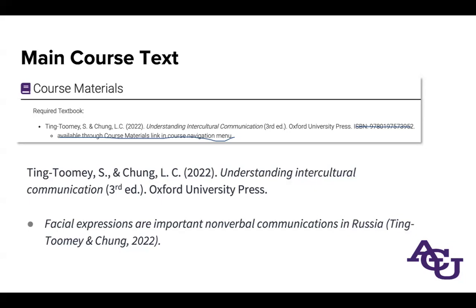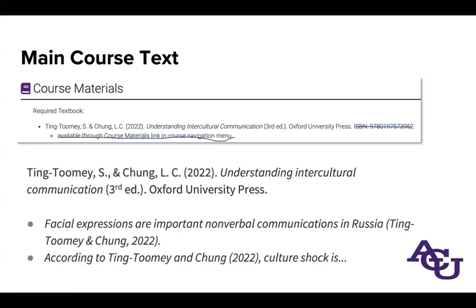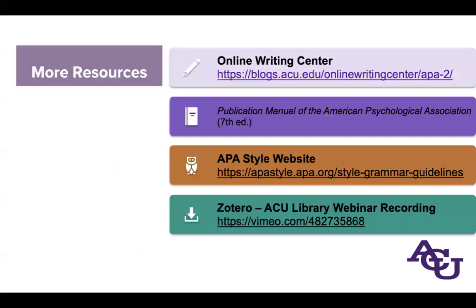So, for example, the statement, facial expressions are important nonverbal communications in Russia, Ting-Toomey and Chung, 2022. Or according to Ting-Toomey and Chung, 2022, culture shock is blah. So again, it's just author, date. Who wrote it? When was it published? We don't need any of the other information in our main narrative discussion, because the additional information is available in the references list.